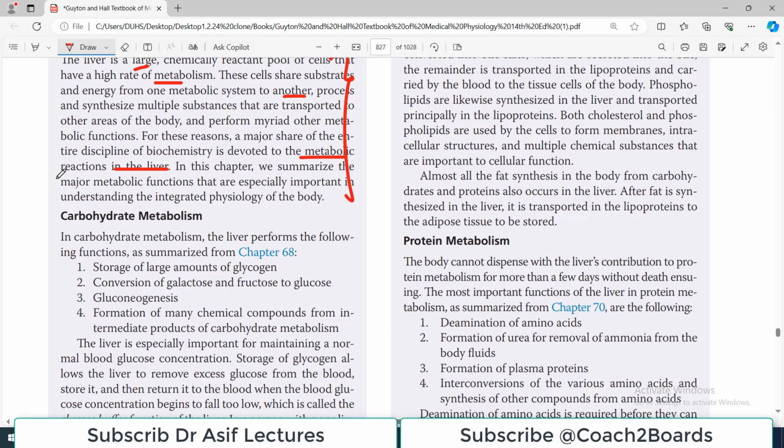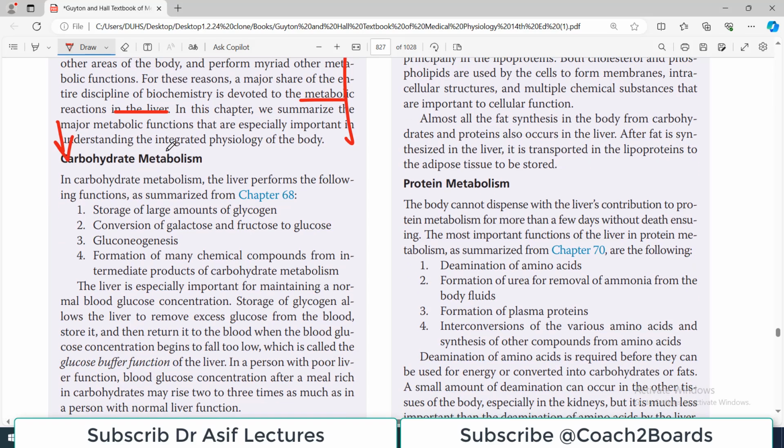Okay, for example, with respect to carbohydrate metabolism, liver performs many functions such as storage of glycogen, conversion of galactose into fructose and glucose, gluconeogenesis, formation of new glucose, and formation of many chemical compounds from intermediate products of the carbohydrate metabolism. So we produce a lot of different intermediates in metabolizing carbohydrates. Glycolytic pathway में और TCA के pathway में काफ़ी सारे intermediates बनते हैं. लिवर में आकर वो बहुत सारी और चीज़ों में कन्वर्ट हो जाते हैं. So very important with respect to carbohydrate metabolism.